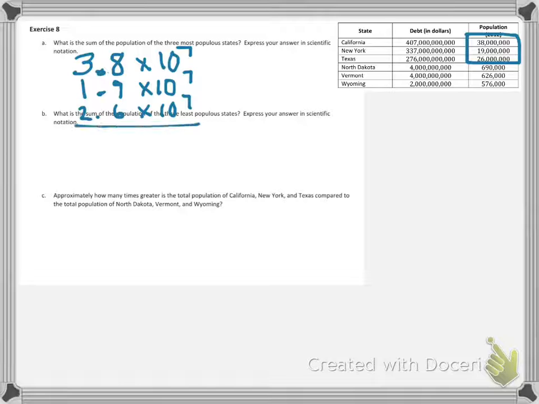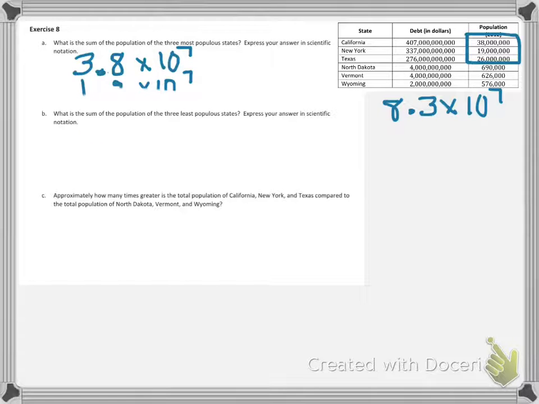And now that I have them all to the 7th power, I can add up, and I get 18.92. That doesn't seem right. Let me check my math here again. I'm sorry, that's 8.3 actually when I add those up. 8.3 times 10 to the 7th. So 8.3 times 10 to the 7th is the sum of the population. So I'm going to keep that over there for a second. And let me give myself some room.